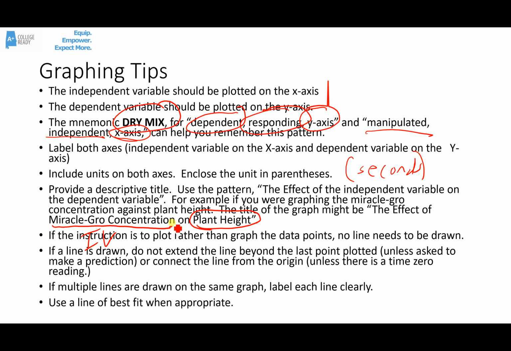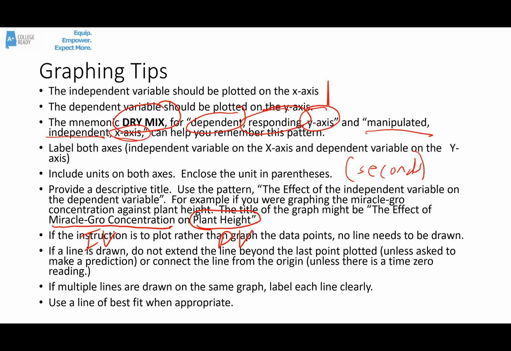So independent, dependent. If the instructions are to plot your points rather than graph them, there's no need to draw a line. If you're asked to draw a line, don't extend the line beyond the last point that you plotted, and don't connect the line to the origin unless you have a 0 time reading. Only connect a line between the first point you plotted and the last point you plotted.